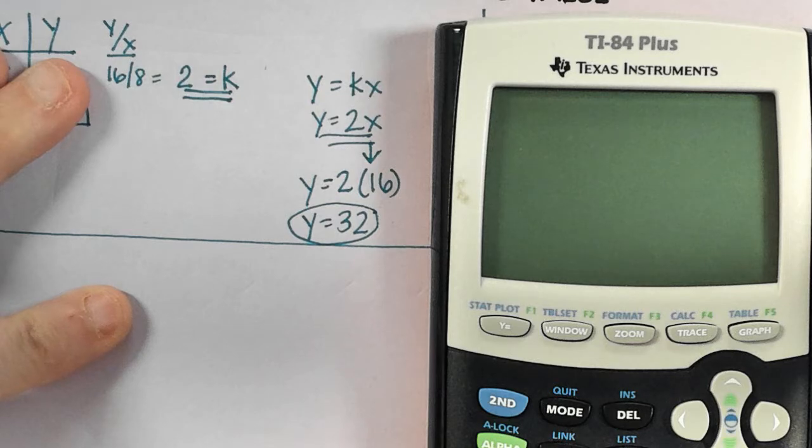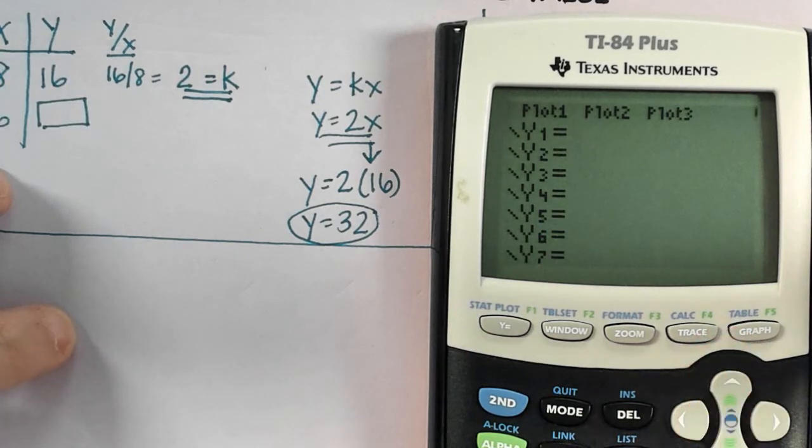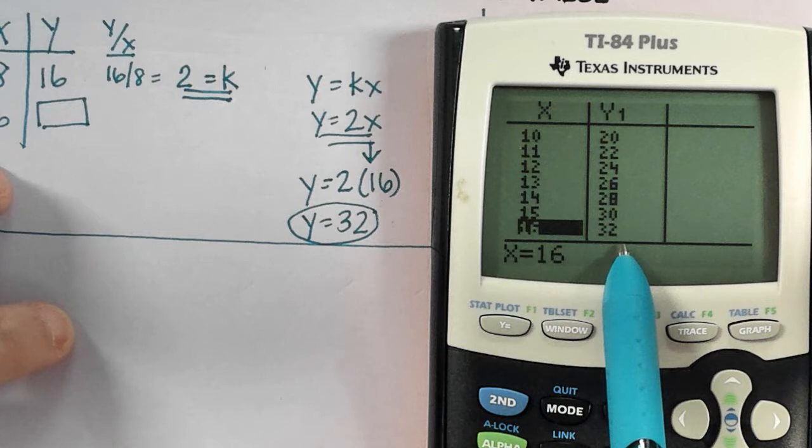Now, let's pretend that you're like, I don't know how to solve that. Okay, well, we have these handy-dandy calculators now, right? So I can just say y equals 2x, well, when x is 16, y is 32.